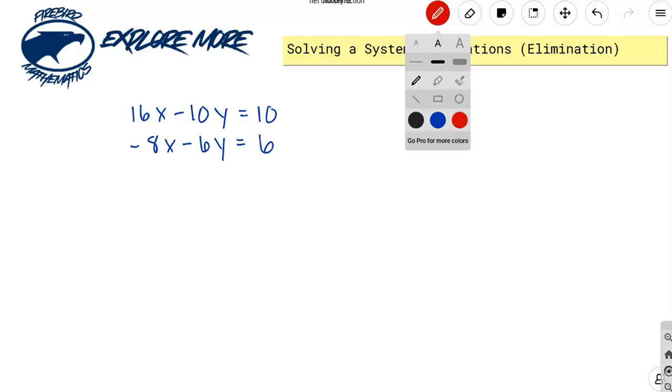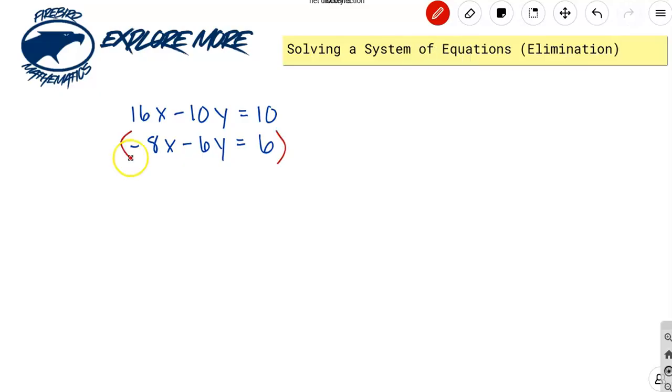We've got to think about something we could do first to make the values a little bit more friendly. So what we can do, if you look at this second equation, we have negative 8x minus 6y equals 6. If we double all of these values, if we multiply them all by 2, then this equation would turn into negative 16x minus 12y equals 12. Okay, so we're allowed to multiply everything by 2 as long as we do the same thing to both sides. That's not changing any of the final values of this. It's just giving us a better starting point.